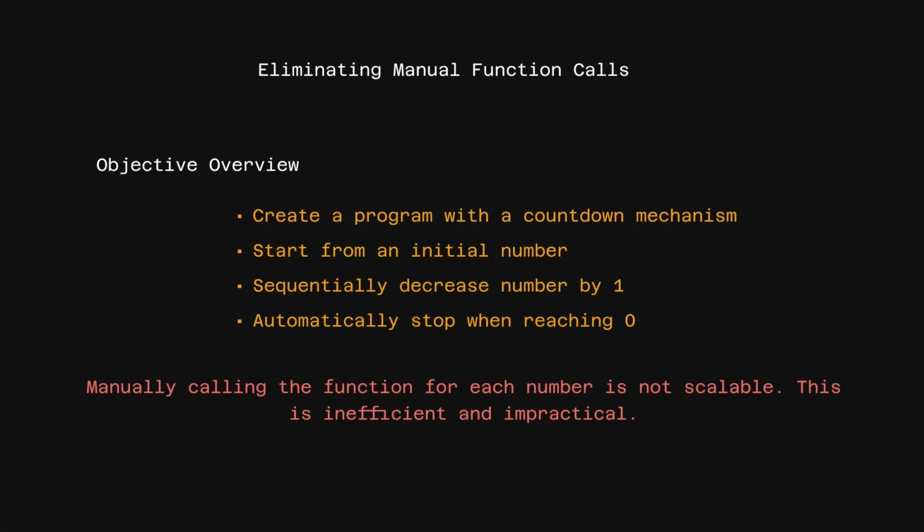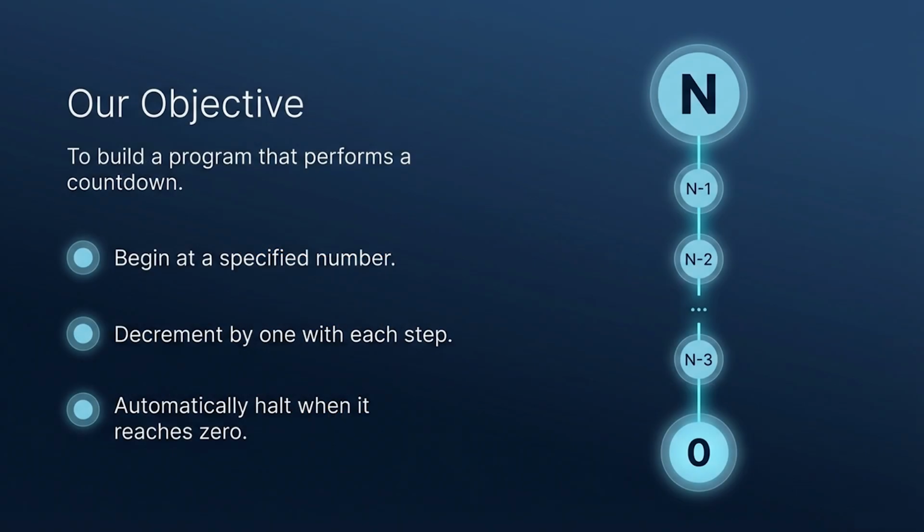Let's pause for a moment to review what we are trying to achieve here. Our goal is to build a program that performs a countdown. It should begin at a specified number, decrement by 1, which is a state, and automatically halt when it reaches 0. With this information in mind, could we write a more general program?